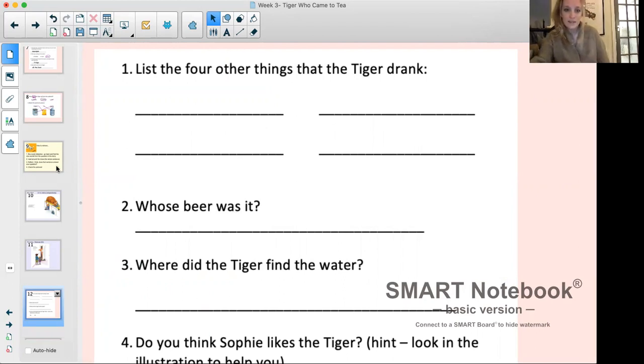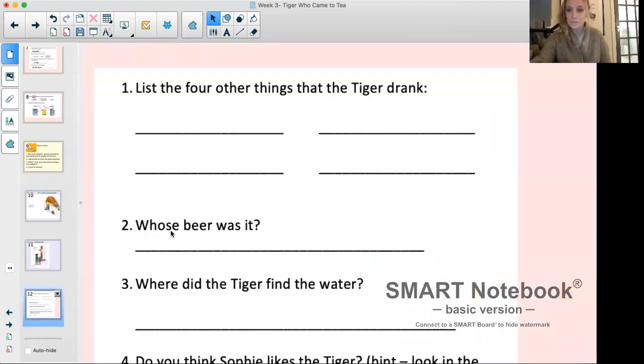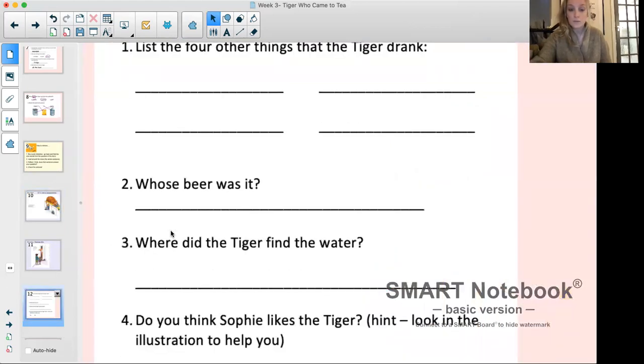So number 1, list the 4 other things that the tiger drank. So remember, their questions come in order. You're going to go back to the story and find the 4 other things that the tiger drank. And we're going to write them down. Number 2, whose beer was it? Whose beer did the tiger drink? So that would be a good time to use your clue word. Beer would be a good clue word to look for in the story. And remember, we read the sentence around it.